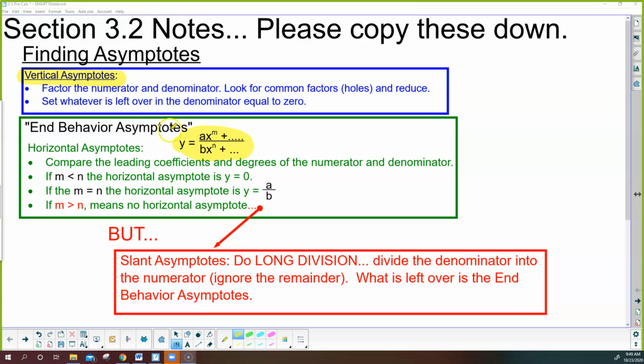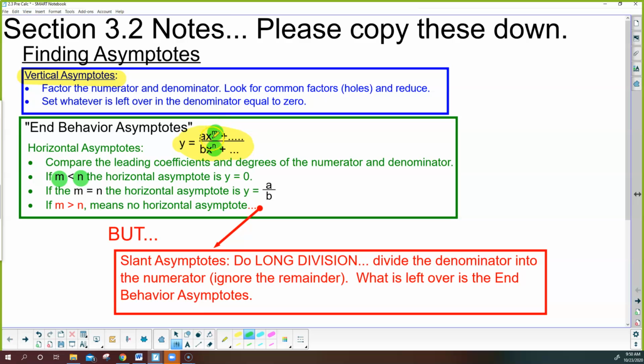We have a new term called end behavior asymptotes, and hopefully you're familiar with end behavior. That's when we talked about the limit as we go to the far left or the far right of the graph. And all we have to do is compare the asymptotes. If I compare the degrees, that's whatever the degree is in the numerator to the degree in the denominator, that will tell us the types of horizontal asymptotes if they exist.